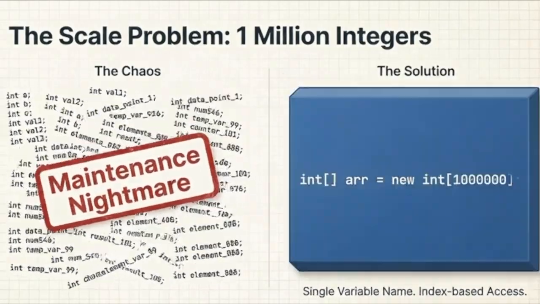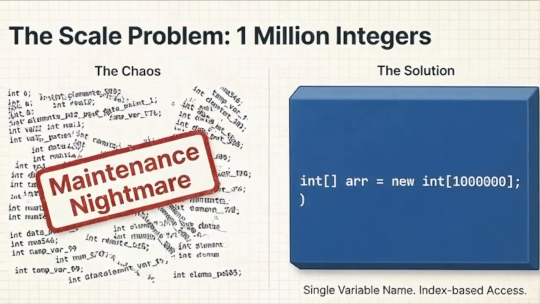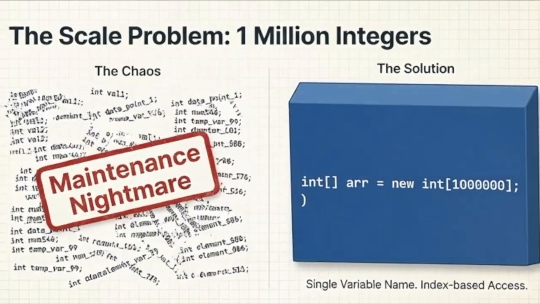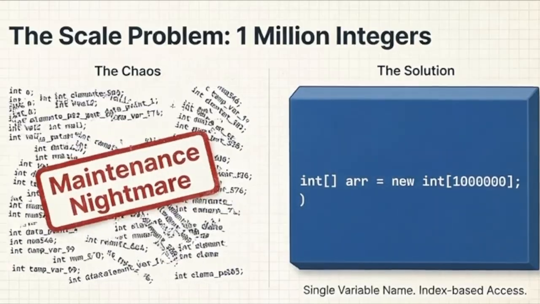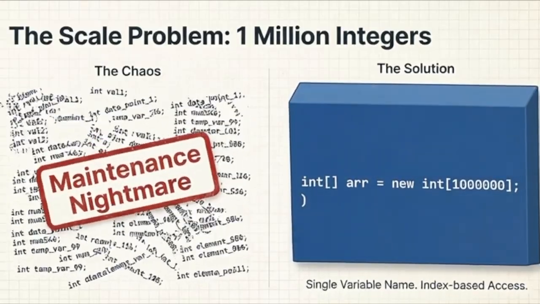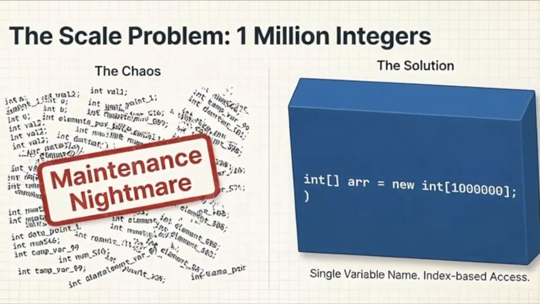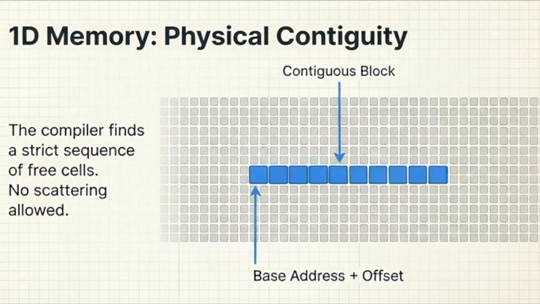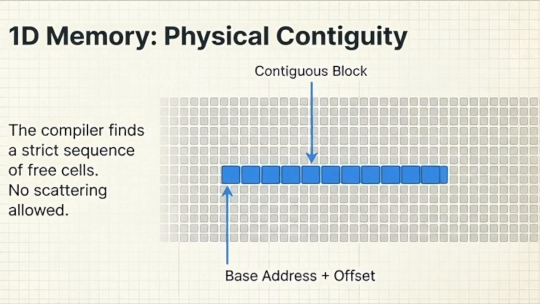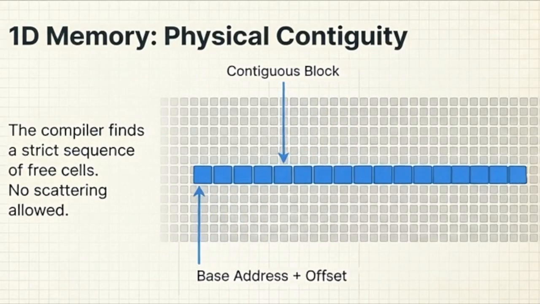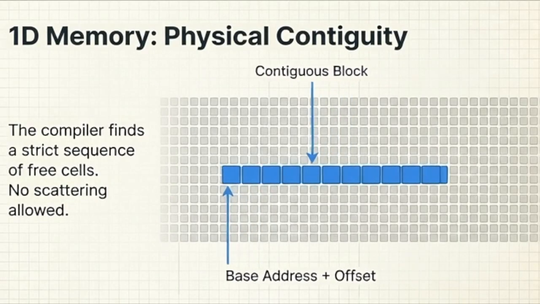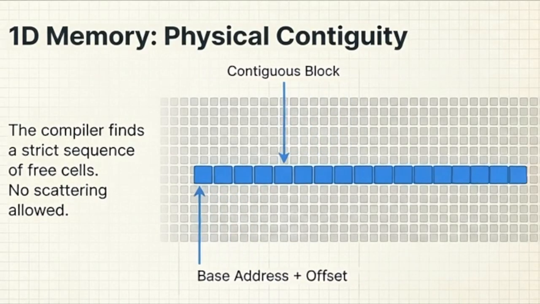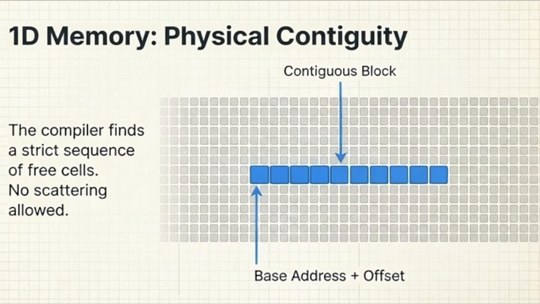The solution is the array. Instead of a million names, we use one single variable name and access everything using an index. We go from chaos to order instantly. Let's look under the hood. In your RAM, an array is a contiguous block. The compiler looks for a strict sequence of free cells. There is absolutely no scattering allowed. This physical strictness is what makes arrays fast.